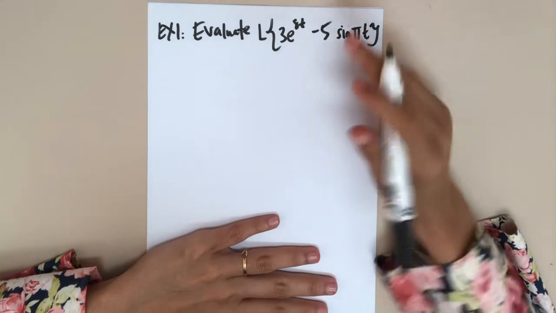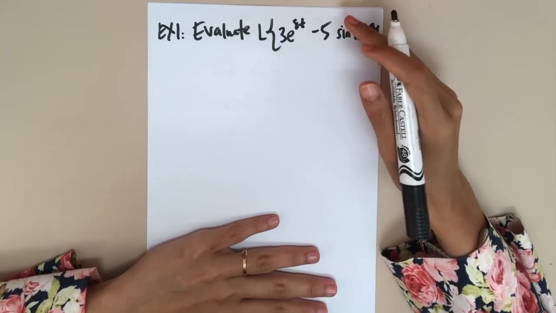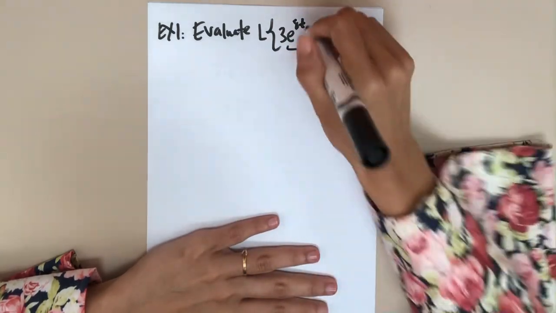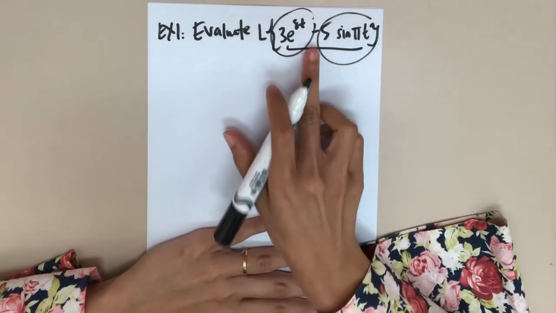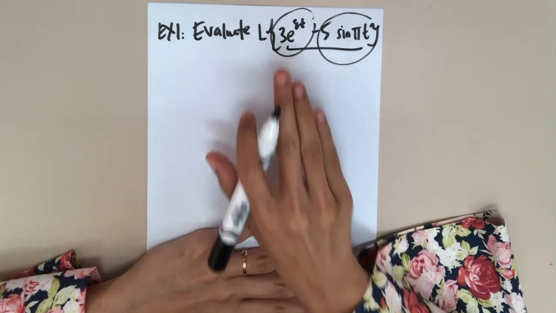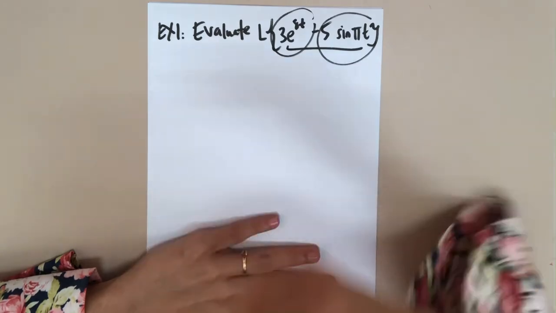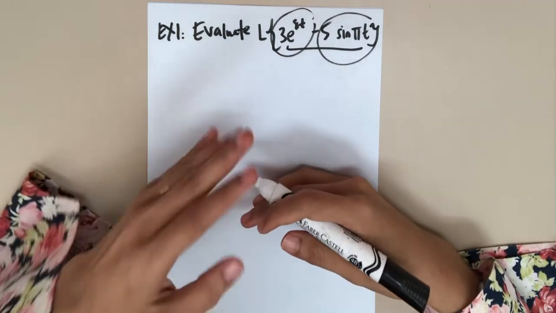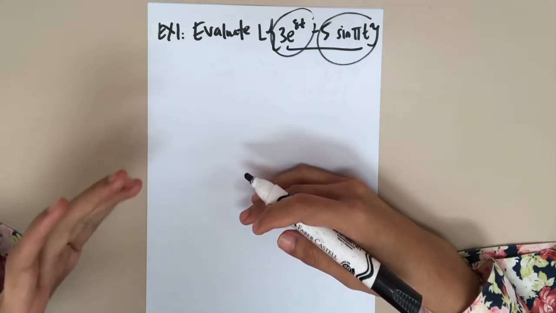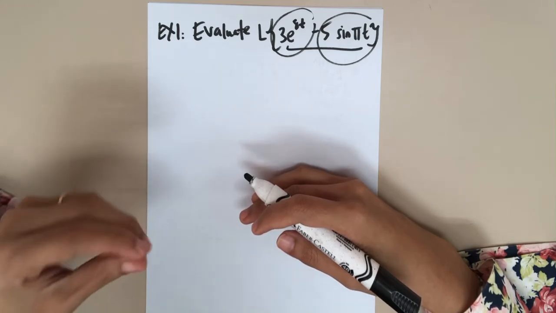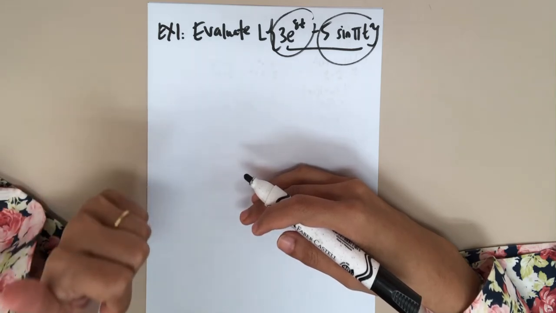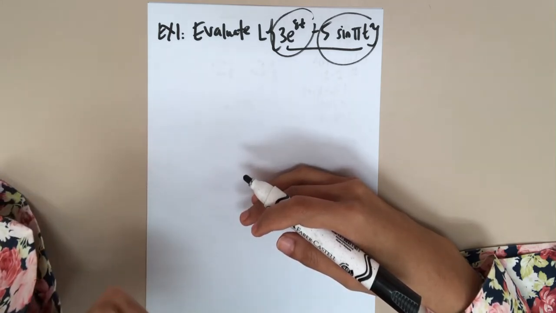For linearity, it means you will split. We will split because if you can see here, we have two functions, the first one and the second, and they are separated by a minus. So there is one operation here, which is a minus. So linearity applies when we have two or more functions that consist of addition or subtraction, meaning plus or minus.